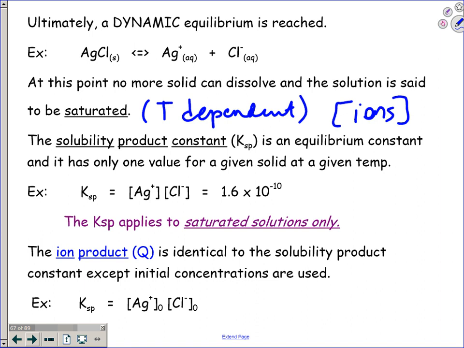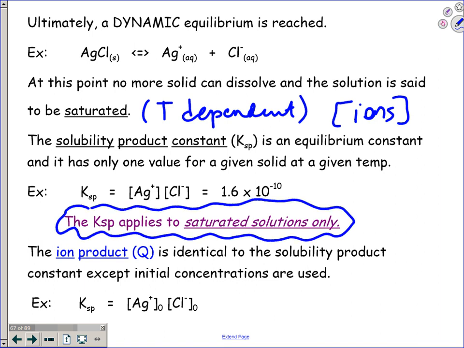So, as we went over in warm-up, the Ksp is referencing the saturated solution. So given non-saturated solutions, we have to compare the Q to the Ksp to determine if it's above or below saturation, meaning supersaturated or unsaturated.